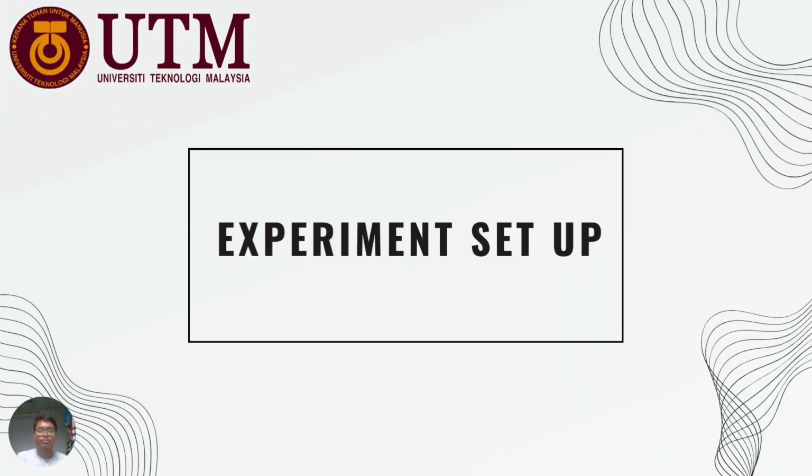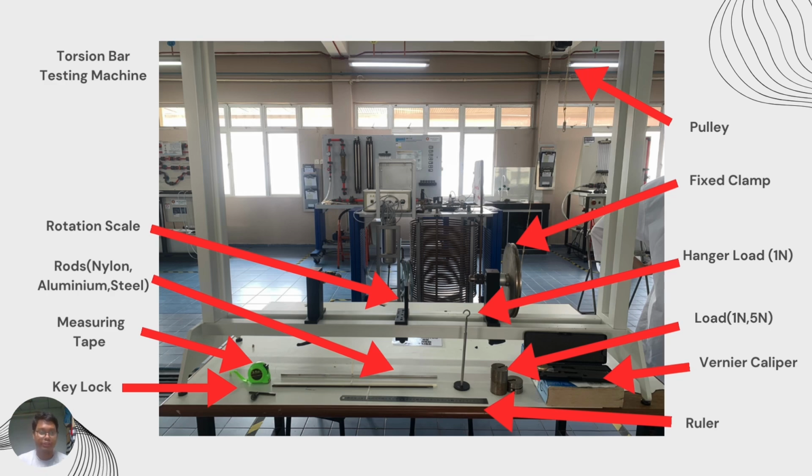Experiment setup. For our experiment setup, we are using a torsion bar testing machine. There are three main components: a rotation scale, a pulley, and a fixed clamp.